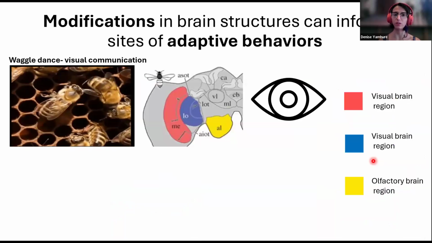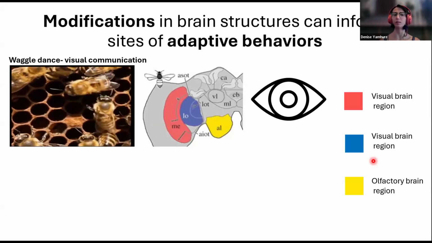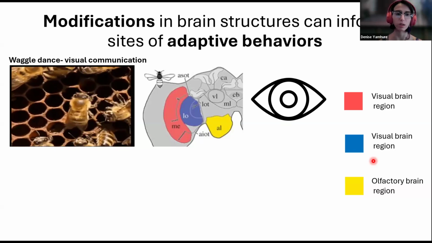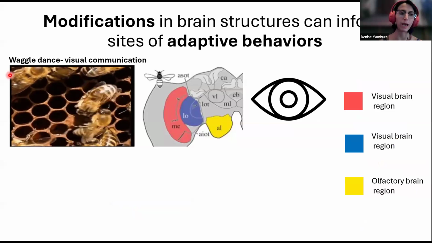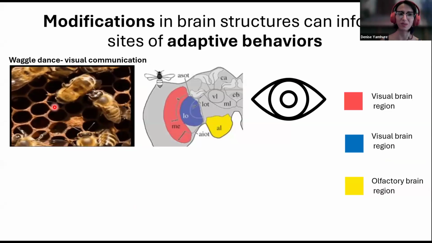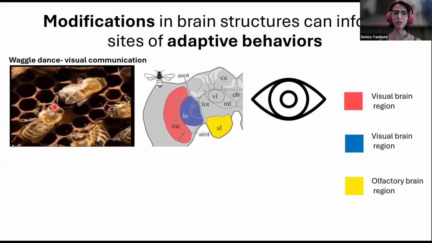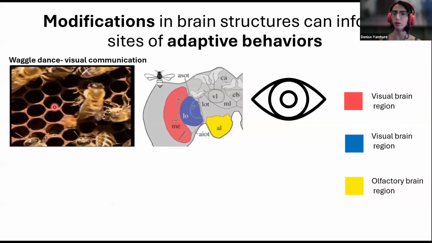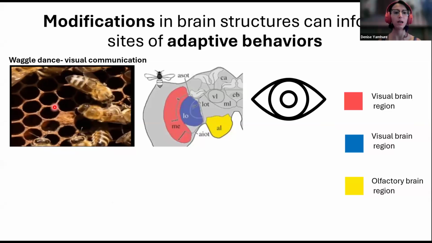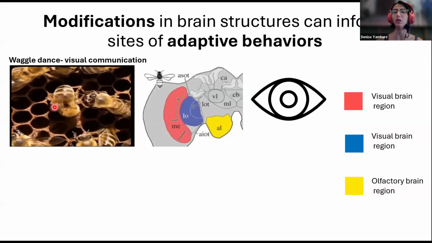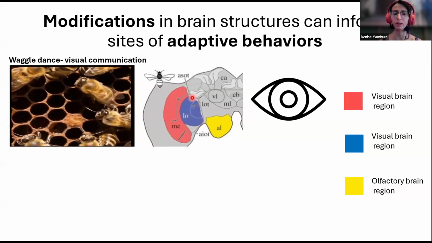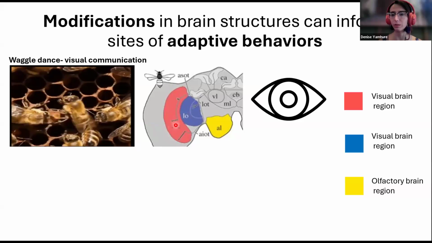Because we know that modifications in brain structures can inform us about adaptive behaviors through the differential expansion of different brain regions. So this is just an example. Here we have the waggle dance in honeybees. For those that may be familiar with this, they already know the story. For those that don't, honeybees have a way of communicating foraging patches to their conspecifics in the colony. The way they do this is by doing a dance that is very visual. And what we see in the brain is that they have enlargement in their primary visual processing centers.